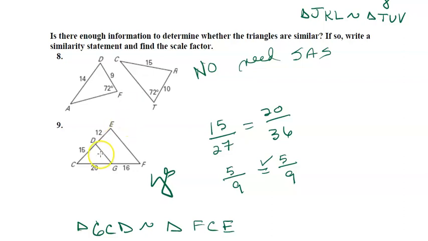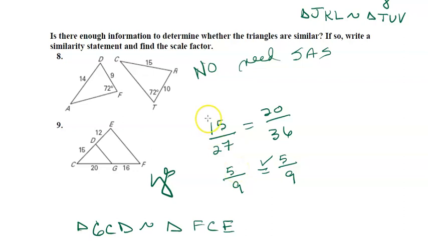Okay, look at this guy. They have a common angle C, because this is the top triangle, and this is the big triangle. So look what you have to do. 15, which is the side here, over 27, which is the big triangle side, equals 20 over 36. Make sure you know how I got those numbers. So can I reduce these to similar ratios?